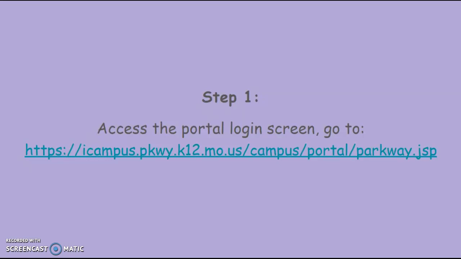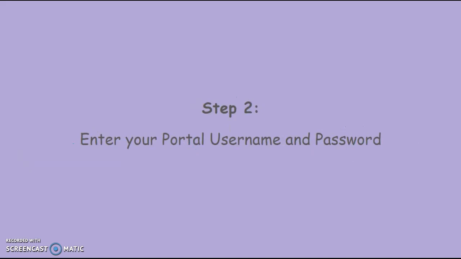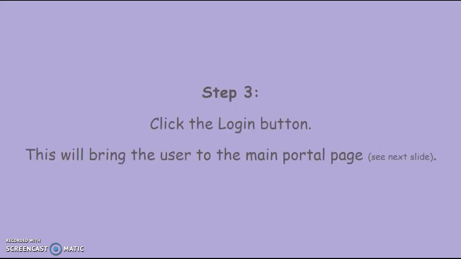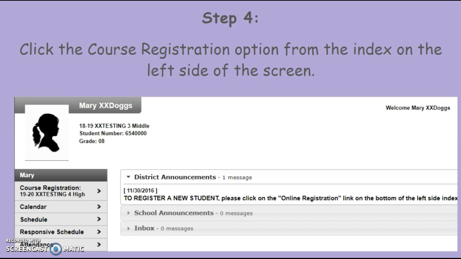To access the portal login screen, go to the following website. Enter your portal username and password. Click the Login button. This will bring the user to the main portal page. Click the Course Registration option from the index on the left side of the screen.